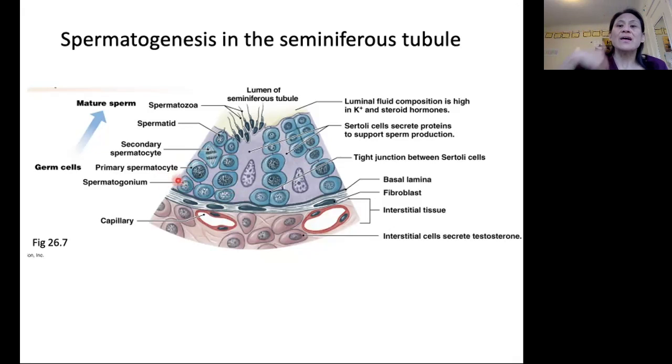We have DNA replication to give rise to the primary spermatocyte. Then the first cell division gives rise to the secondary spermatocyte, and the second cell division gives rise to the spermatid. The spermatid is haploid, but it's not quite a functional sperm yet. It needs to undergo some physical changes in order to become what we call sperm, which is officially called a spermatozoa.